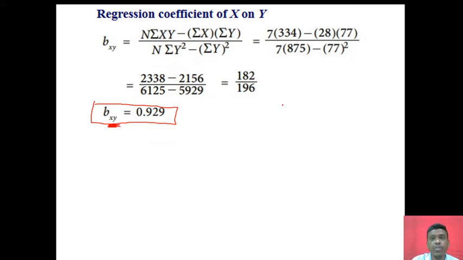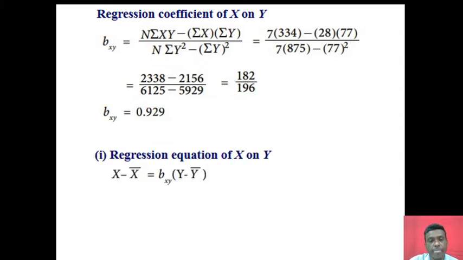The next thing is we have to find out the regression line, that is line of x on y. X on y just means that x is dependent on y. So the regression equation of x on y, the formula is x minus x bar equal to bxy into y minus y bar. So next, x minus, we have got x bar equal to 4, equal to bxy we have got here, 0.929, multiplied by y minus y bar, we have got in the previous slide, it is equal to 11.